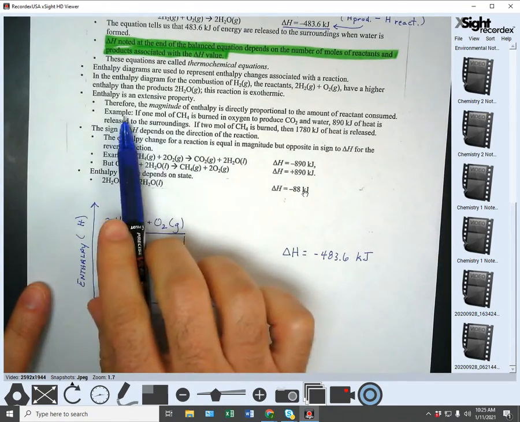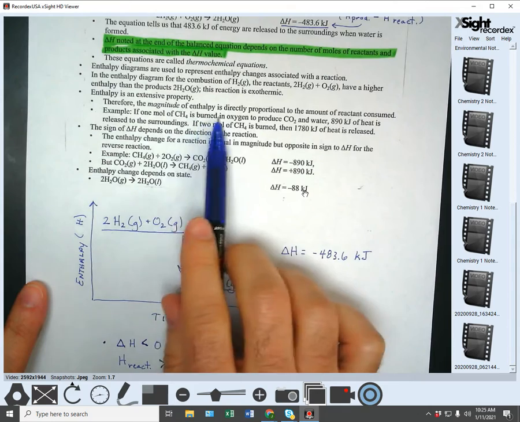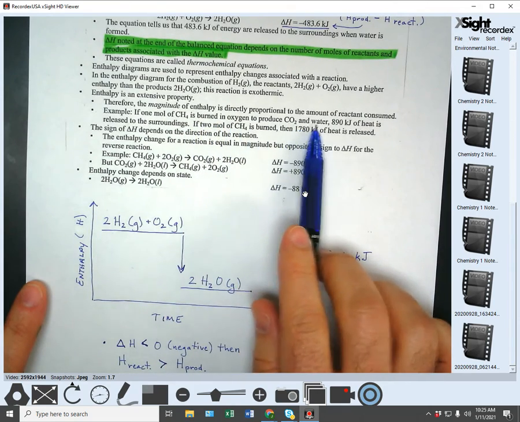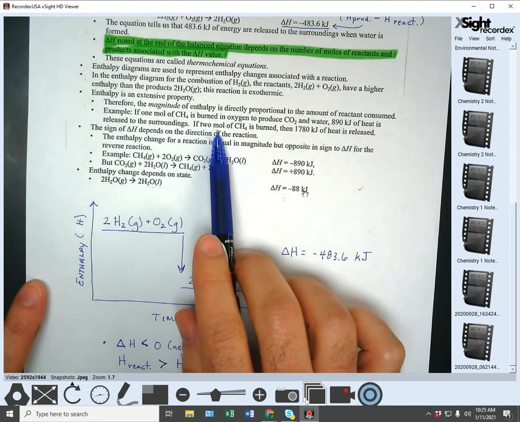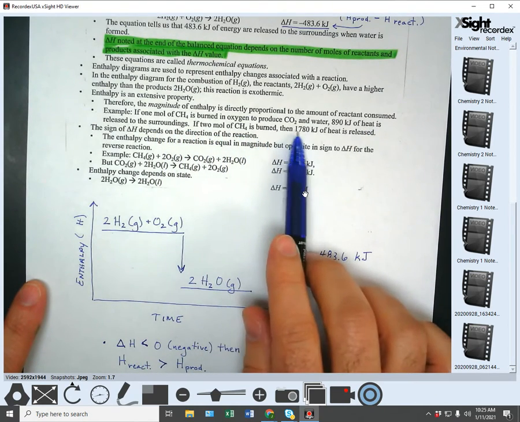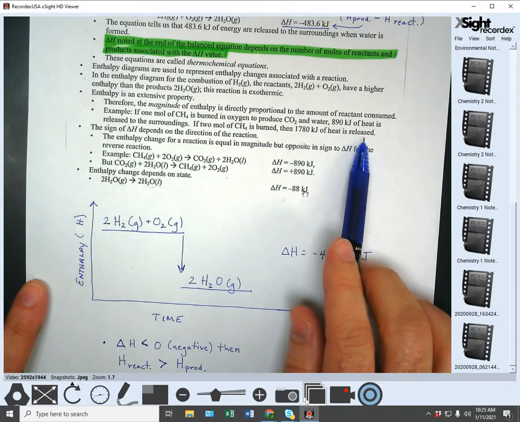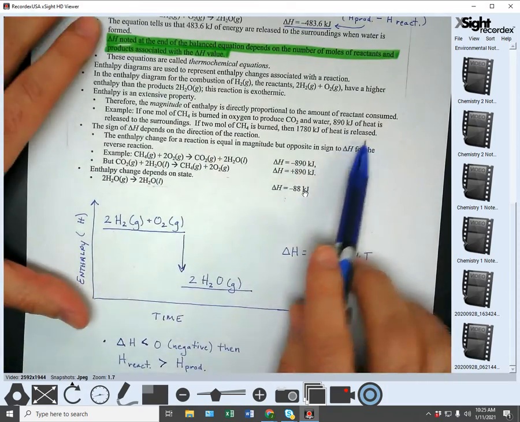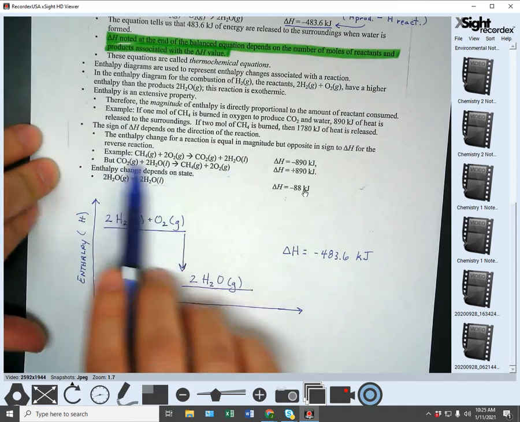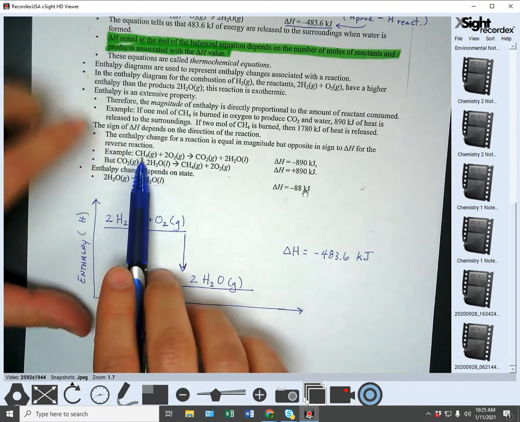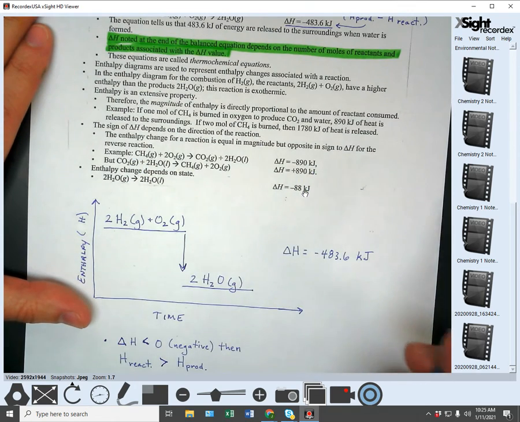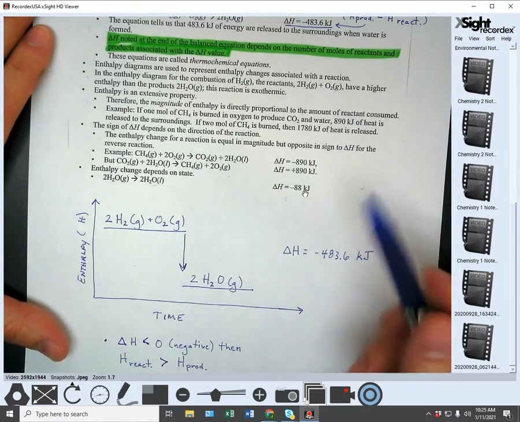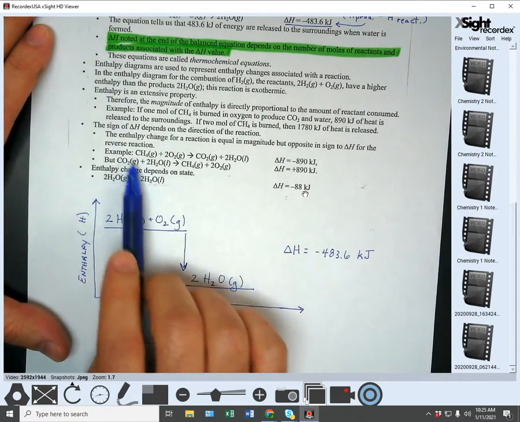Okay. For example, if 1 mole of CH4 is burned in oxygen to produce carbon dioxide and water, 890 kilojoules of heat is released to the surroundings. If 2 moles of CH4 is burned, then 1,780 kilojoules is released. All they did in this example was use this equation. If this is for 1 mole, if you put 2 moles, then you multiply this by 2, because this is the amount for 1 mole of CH4. Okay, I'll show you that in some math in a little bit.